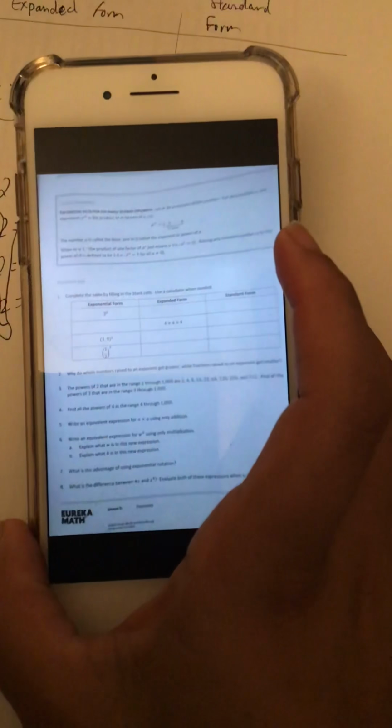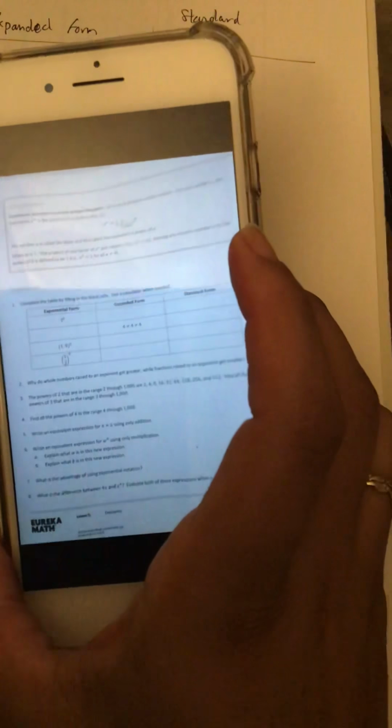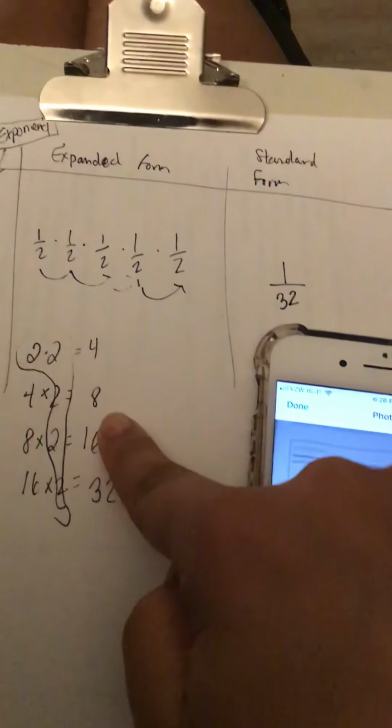So it says for number 3, the powers of 2 that are in the range 2 through 1,000 are 2, 4, 8. And we just saw those. We saw 2, then we saw 4, then we got 8. Actually, if I just made it this way, it's 2 equals 2. You could kind of see it a little bit better.